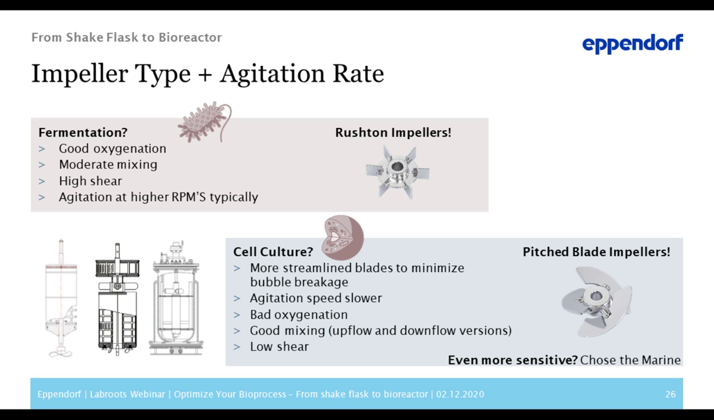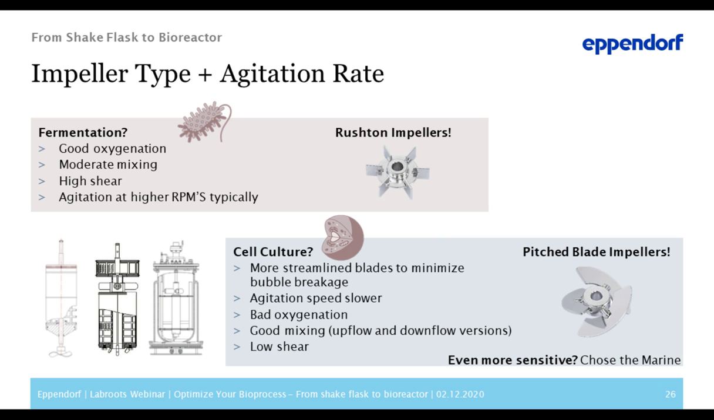The most commonly used impeller types are the Rushton and the pitch blade impeller. The Rushton type impeller is used mainly for fermentation processes, since it ensures really good oxygenation of the solution but causes high shear stress to the cells. On the other side, you have the pitch blade impeller, which is commonly used for cell culture applications at lower RPM. And as I just said, if you have really sensitive cells, you can also consider working with marine blade impellers.